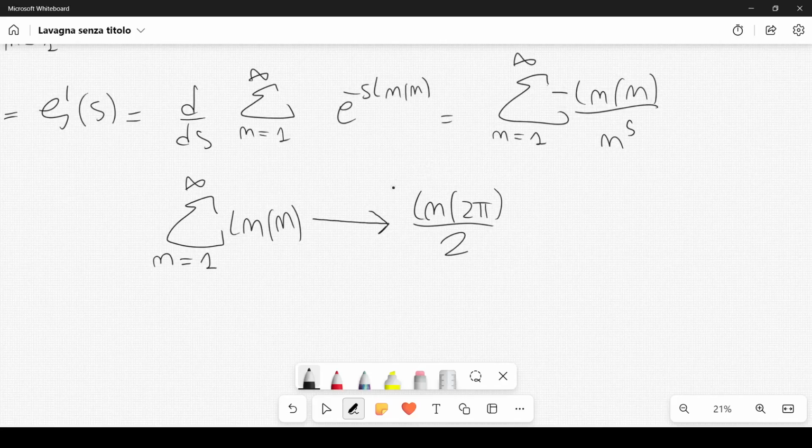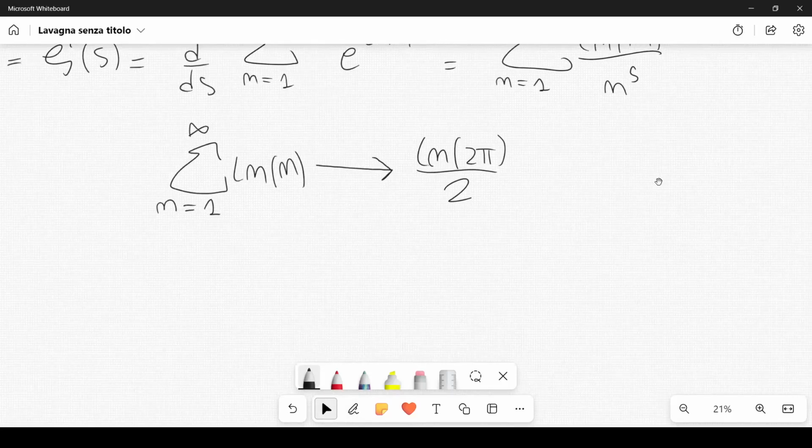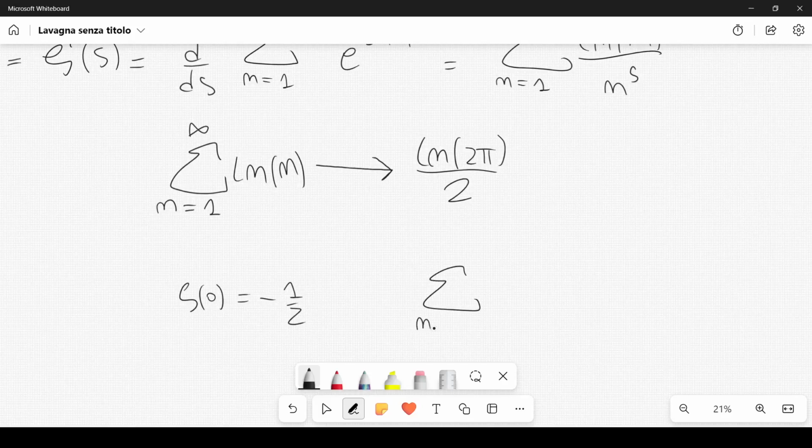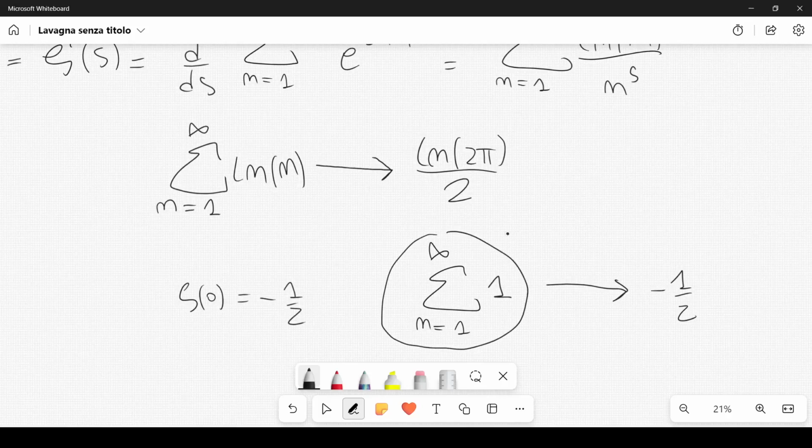This goes to infinity. But it can be regulated in such a way that it can be associated to this value, to this real value here, just like, for example, zeta of 0 is equal to minus 1/2, and we can make a similar association between the summation over n from 1 to infinity of 1, we can associate it to the value minus 1/2. Such divergent expressions appear in physics, which apparently doesn't make sense, but it can be actually done thanks to the properties of the Riemann zeta function.